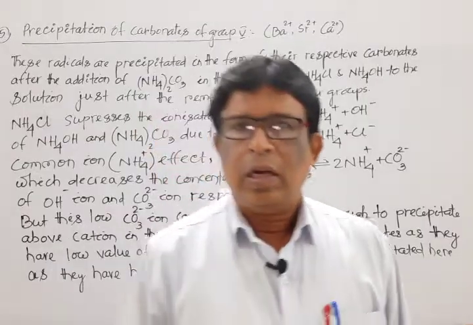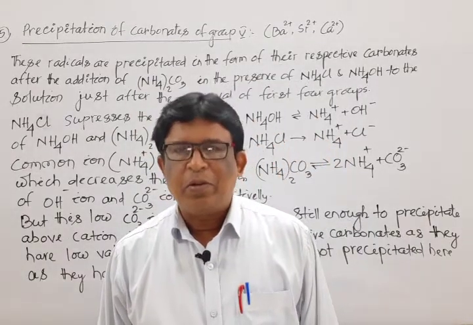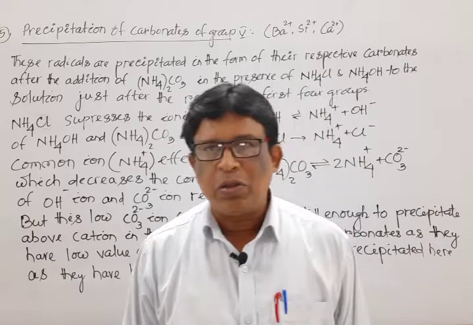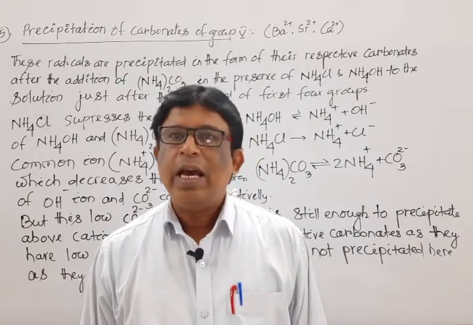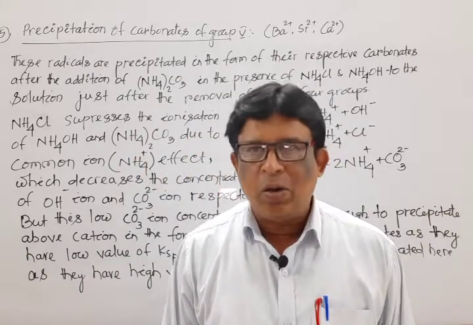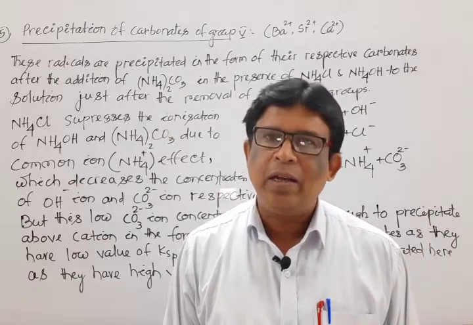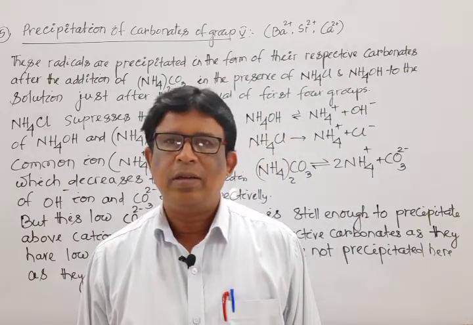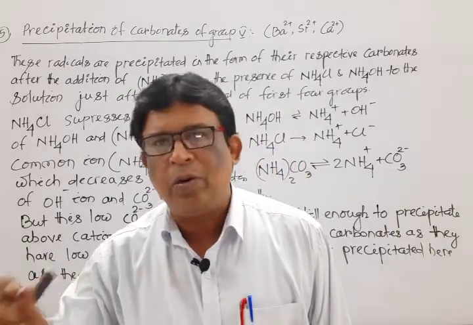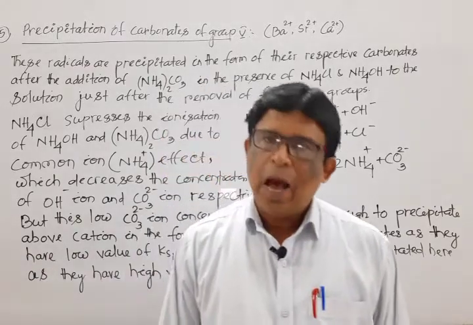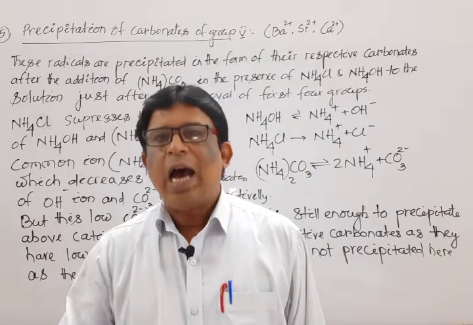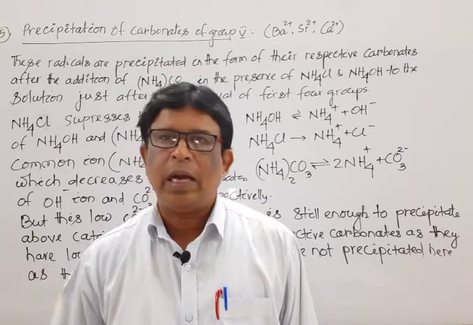Other sulfides are not precipitated here because of a high value of solubility product or a low value of ionic product. At last, we discuss the group 5 radicals. Group 5 radicals: barium, strontium and calcium, Ba2 plus, Sr2 plus, Ca2 plus. And the group reagent is ammonium hydroxide plus ammonium chloride plus ammonium carbonate. These cations are precipitated in the form of their respective carbonates by the addition of ammonium carbonate followed by ammonium hydroxide and ammonium chloride, just after the removal of the 4th group cations.